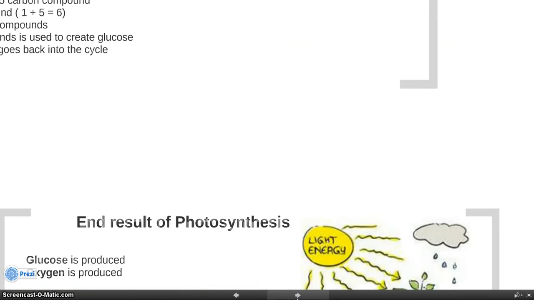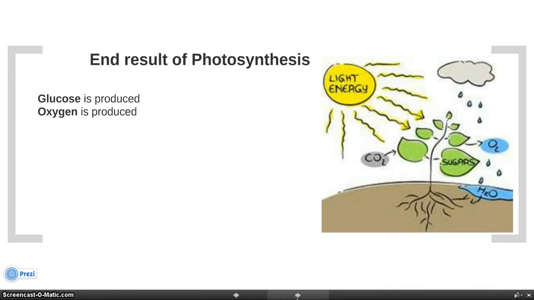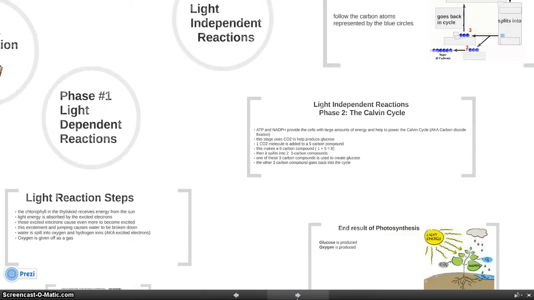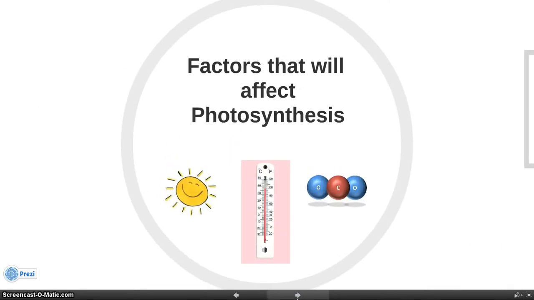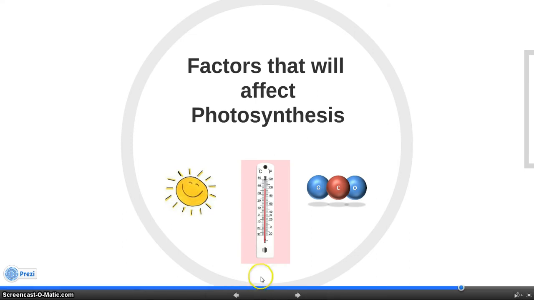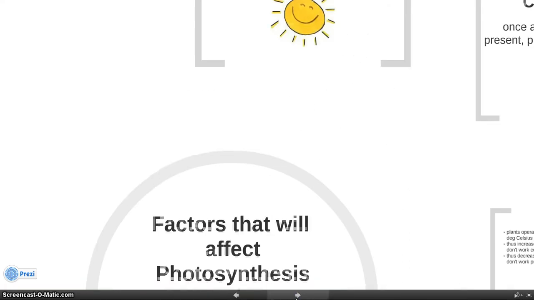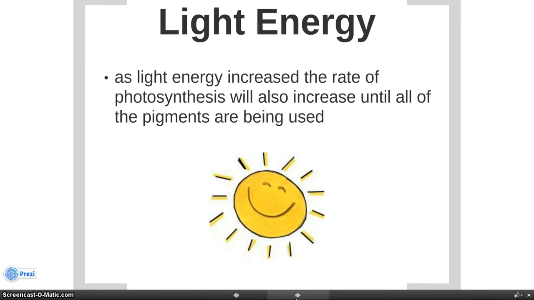So the end result of photosynthesis is glucose is produced. Oxygen is also produced. Some factors that will affect photosynthesis: light, temperature, and carbon dioxide. Light intensity: as light increases, so does photosynthesis to a point when all pigments are used up.